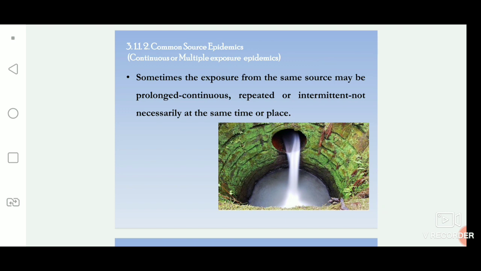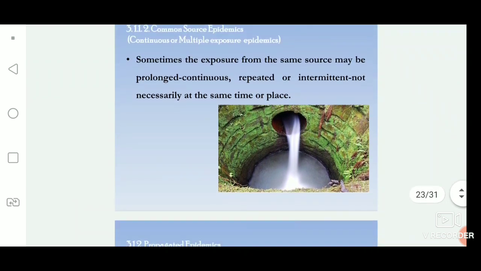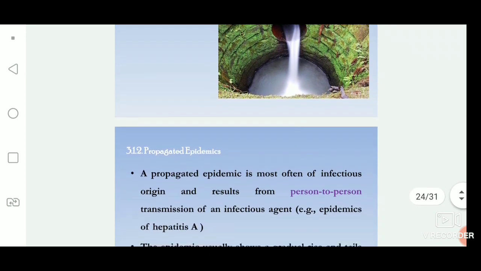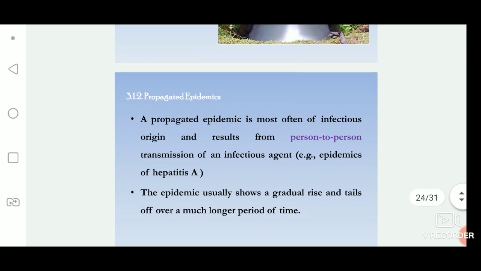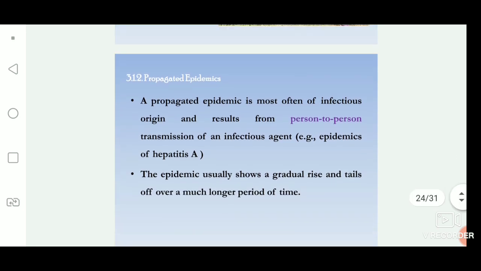That means you are consuming from the same source. For example, I have given you a well water which is contaminated, and prolonged usage of that contaminated water will give rise to the same cases for a long period of time. Now the next one is propagated epidemics. In propagated epidemics, it most often happens from person to person.